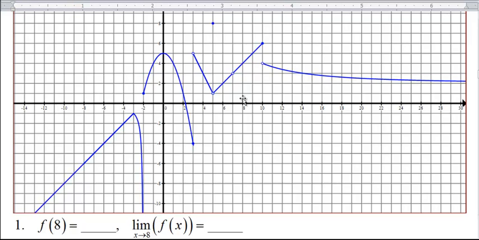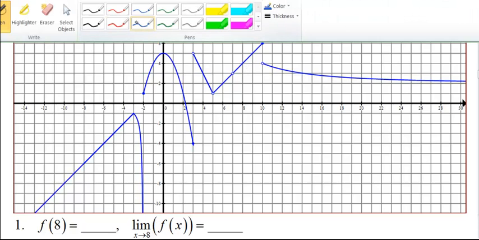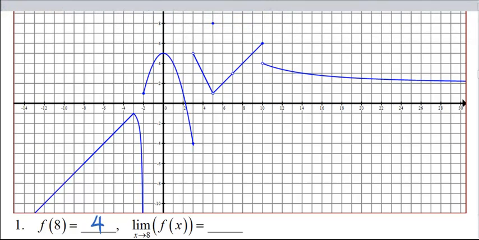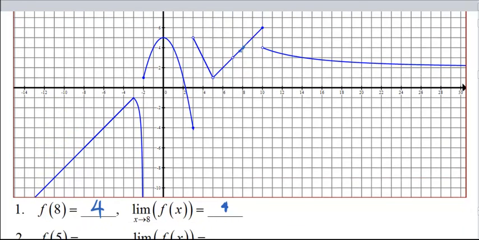Okay? f of 8 is the y value when x is 8, and you can see right there that it is 4. So that's saying that the point (8, 4) is on there. What about the limit as x approaches 8? Well, as we come in this way and this way, we're getting closer and closer to the same y value, which again is 4. So it's actually continuous at that point.